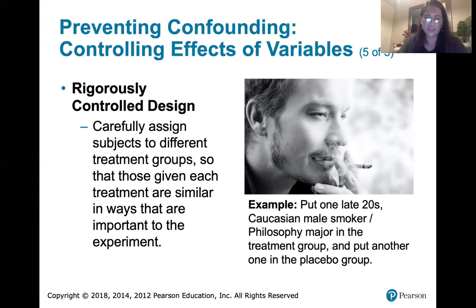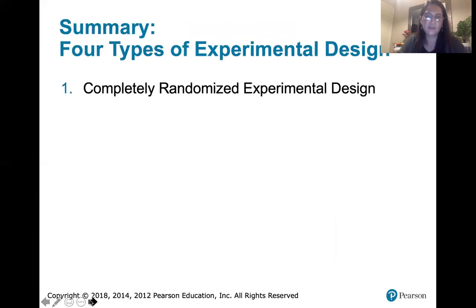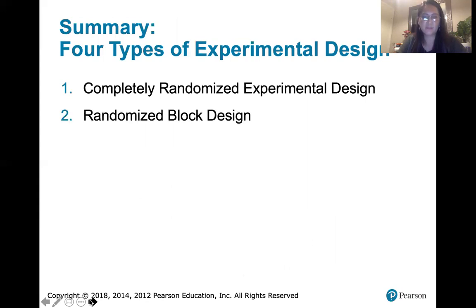So let's summarize those 4 designs. We've got the completely randomized experimental design, in which subjects are randomly assigned to treatment and placebo groups. Then you've got the randomized block design. So you separate the subjects into blocks that might be important to the outcome of the study, and then you randomly select people within each block to receive the treatment. You've got the matched pairs design, just something like a twin study. It's looking at someone's data before and after some treatment. So that will control for all the differences between individuals in the study.